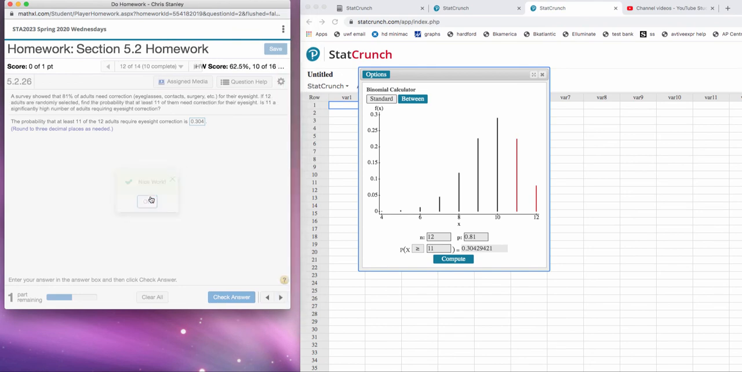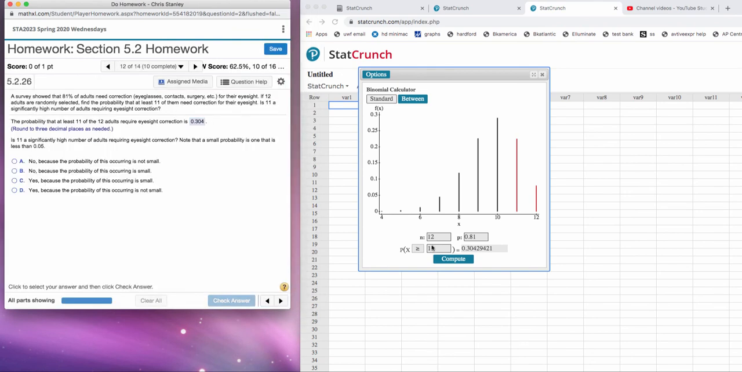Okay, now I think they're going to be asking if it's significant when this 0.304 is bigger than 5%, so this should be a no. It would have to be small. This would have to be less than 5%. That's 30%. 30% is not small, so that should be no.